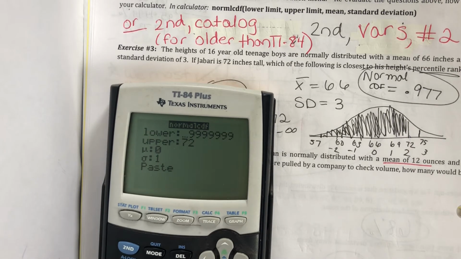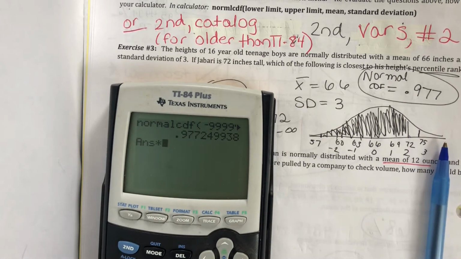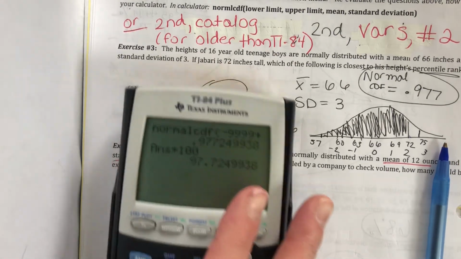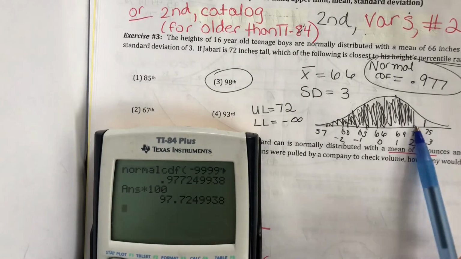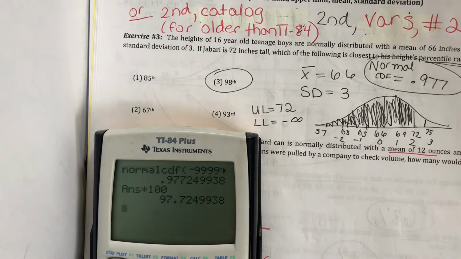The mean is 66 inches. The standard deviation is 3. Now, you go down to where it says paste. Press enter over paste, and there you go. That is your percentage as a decimal. You could multiply it by 100 if you want to see the actual percent. So, to answer this question, his height is in the 98th percentile. That's what's closest to 97.7.